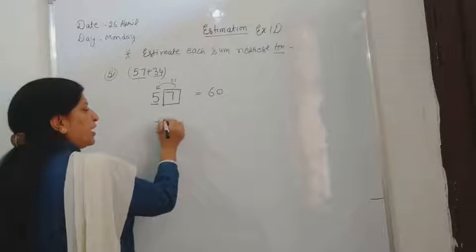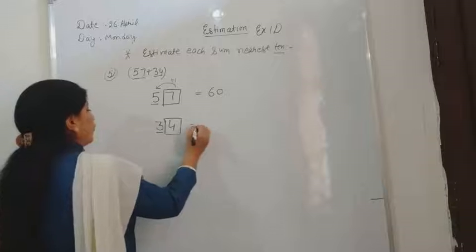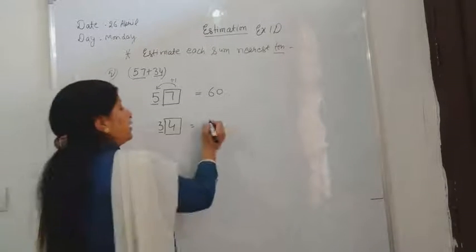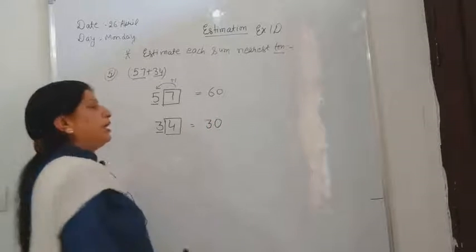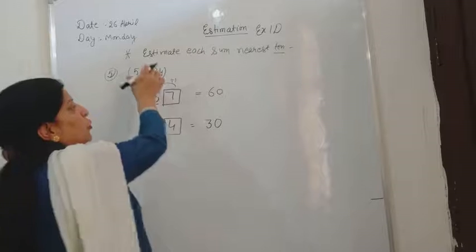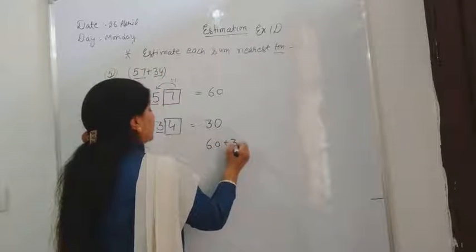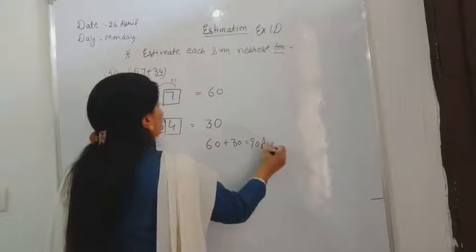Now we take the other number 34 and round off this number. 3 is in underline and 4 is in the box. Now we see that 4 is smaller than 5. That's why we write 3 as it is and replace ones digit by 0. Now we have to add these numbers. So we add 60 plus 30, that is equal to 90. And this is your answer.